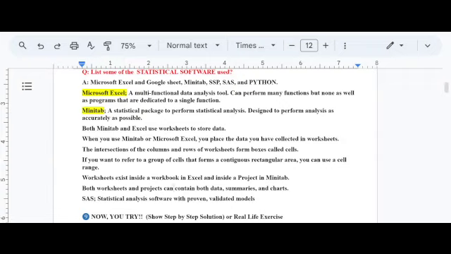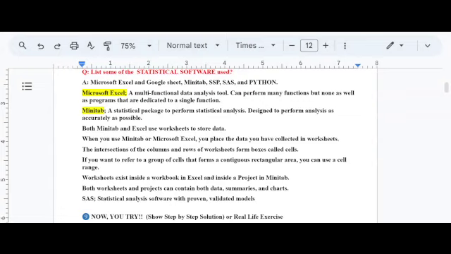When you use Minitab or Microsoft Excel, you place the data you have collected in a worksheet. The intersection of the columns and the rows of the worksheet forms boxes called cells. If you want to refer to a group of cells that forms a contiguous rectangular area, you can use a cell range. A worksheet exists inside a workbook in Excel and inside a project in Minitab. Both worksheets and projects can contain data, summaries, and charts.